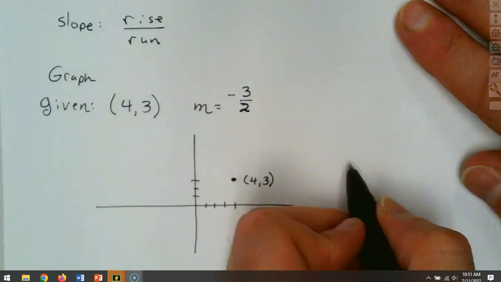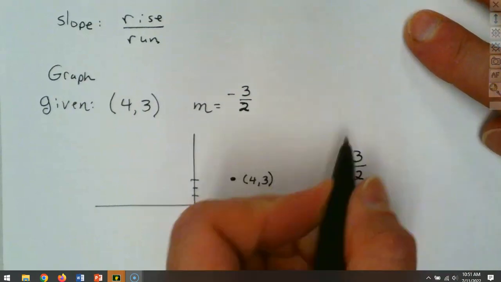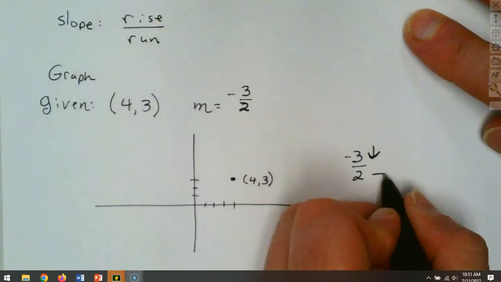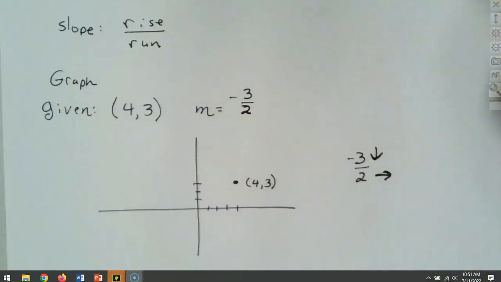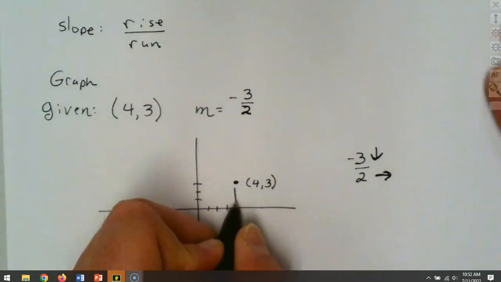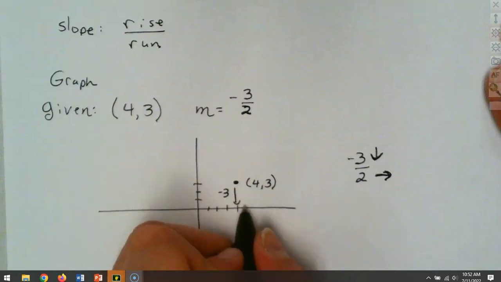Now, when we look at our slope, it is minus 3/2. So that means we go down 3 units and we go over 2 units. So from that point, 4, 3, we're going to have to go down 3 units. So that makes it right to here. And then over 2 units.